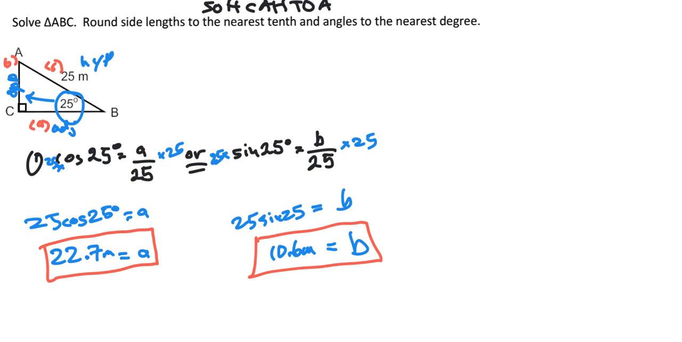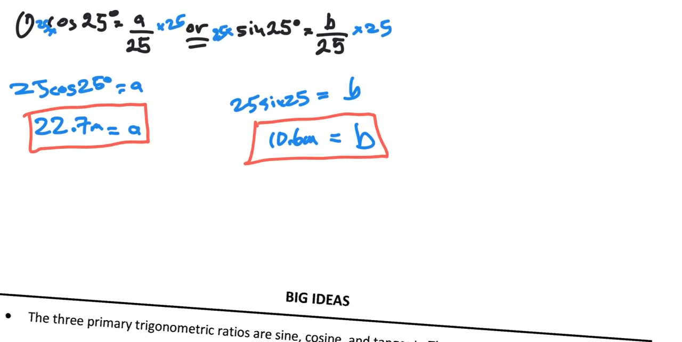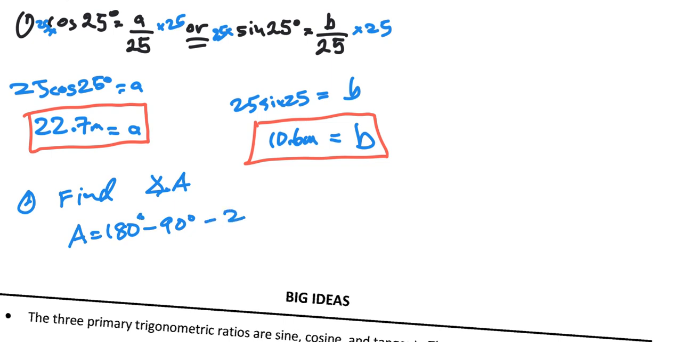That's great. Now that I've got that, I would take a moment and write those numbers onto my triangle so I know what's left over. But the last thing to do, we have to find the last thing in our triangle that's missing. If you notice, we are missing angle A. To find angle A, you know that the interior angles of a triangle total up to 180. So A is equal to 180 minus the 90-degree angle in the corner minus 25 degrees.